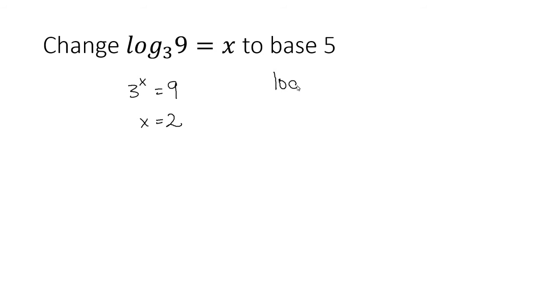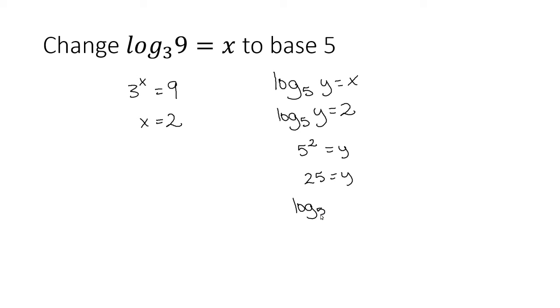So over here we can write log, and we want base 5 of y equals x. So we can write log base 5 of y, and we know our x value is 2. Then we can make this an exponent: 5 squared equals y, and we know 5 squared is equal to 25, so our y value is 25. Then we can write this as log base 5 of 25 equals x. So now we know log base 3 of 9 also equals log base 5 of 25.